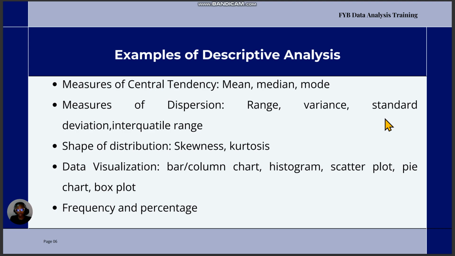Then we also have frequency and percentage, which is very important. For most of your data, you'll be creating frequency tables, which is a table that will contain a particular variable and then the different categories in the variable, the frequency of the different categories in that variable, then the respective percentages. You'll be doing that a lot. So now moving on, I'll talk about each of these in detail.